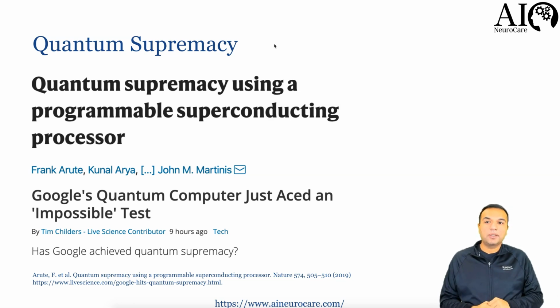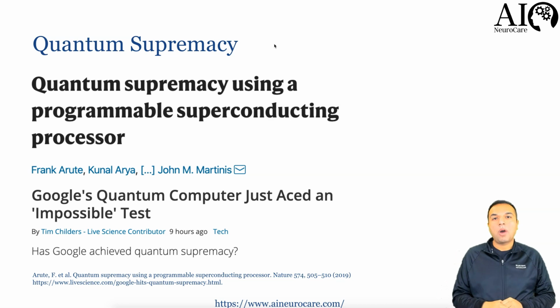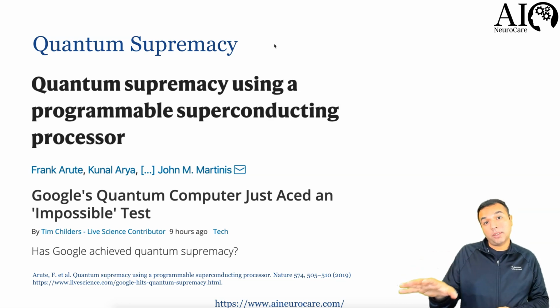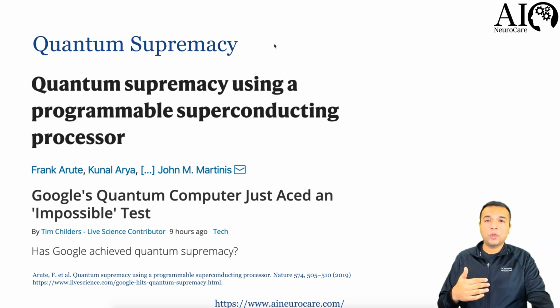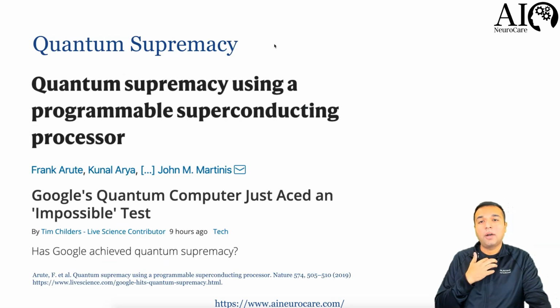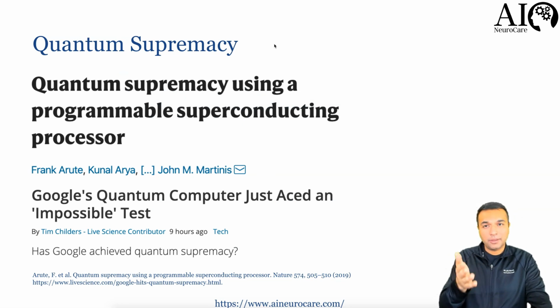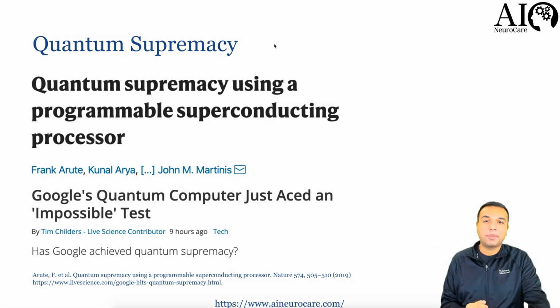Google recently published that it has reached quantum supremacy. Of course, Microsoft and IBM are arguing over whether it is really true or not. But at the end of the day, they have reached it with 53 qubits of computing power to basically reach quantum supremacy.